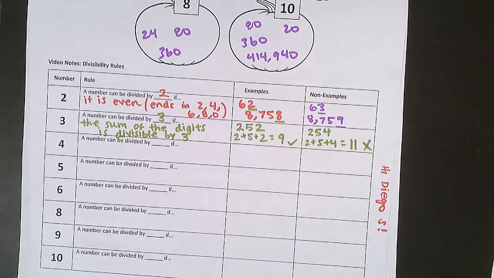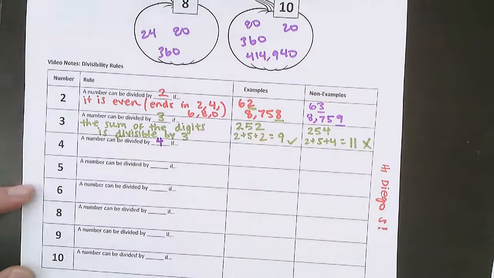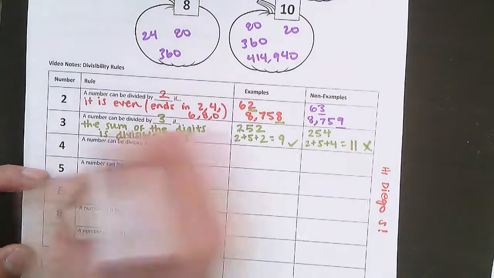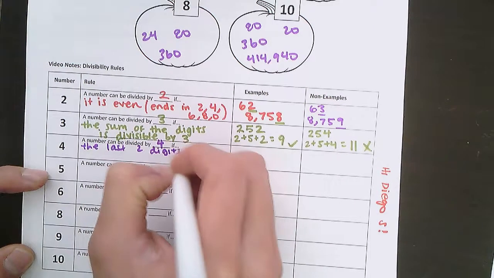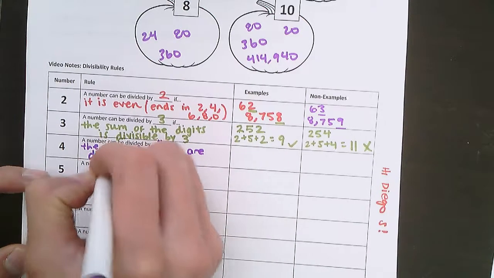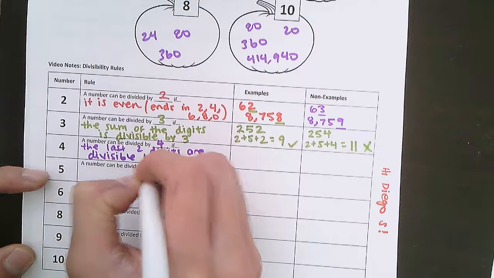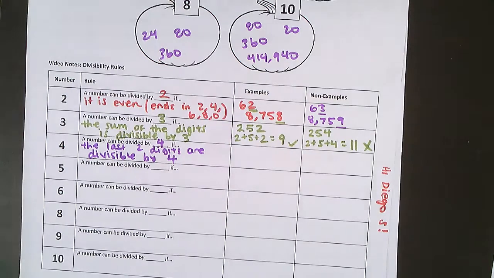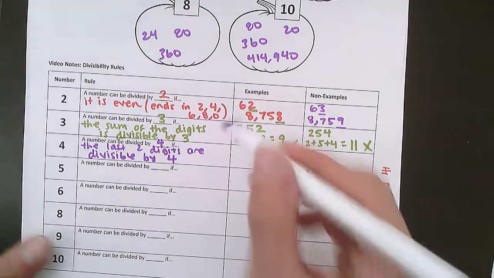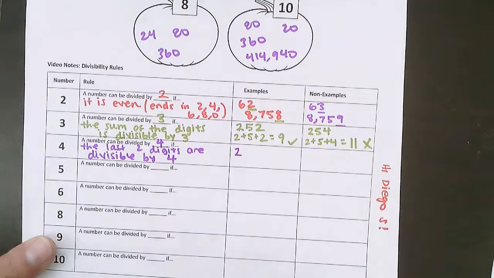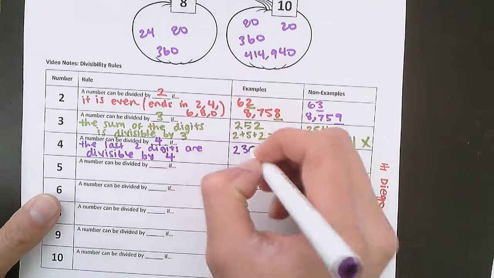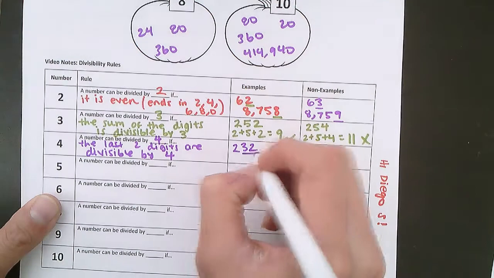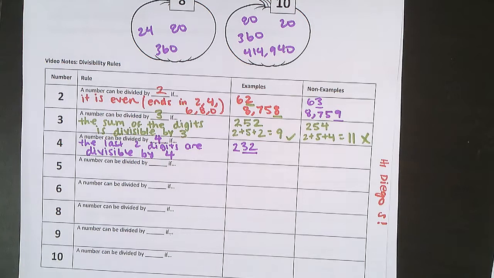Let's look at the next one. A number can be divided by 4 if the last two digits are divisible by 4. An example of this is 200, and let's pick any two-digit number that can be divided by 4. So like 4 times 8 is 32, so 232. This works because the last two digits, 32, can be divisible by 4.